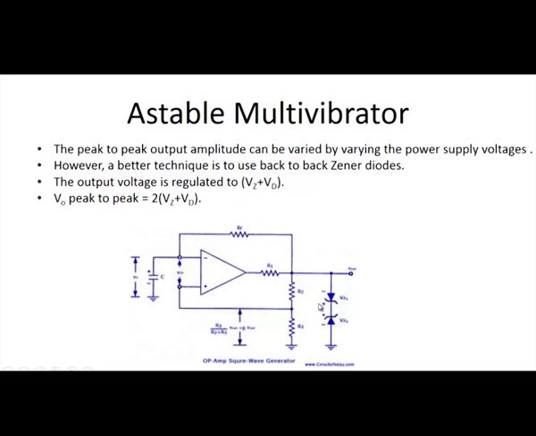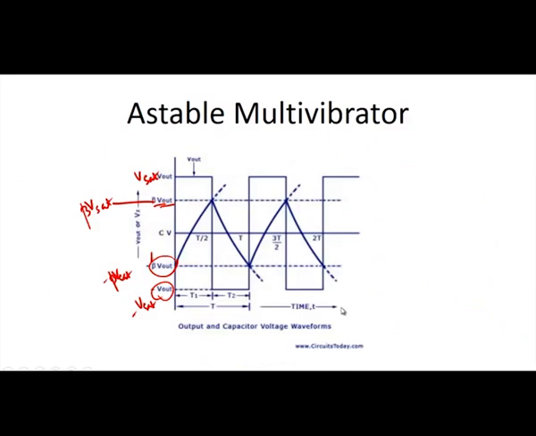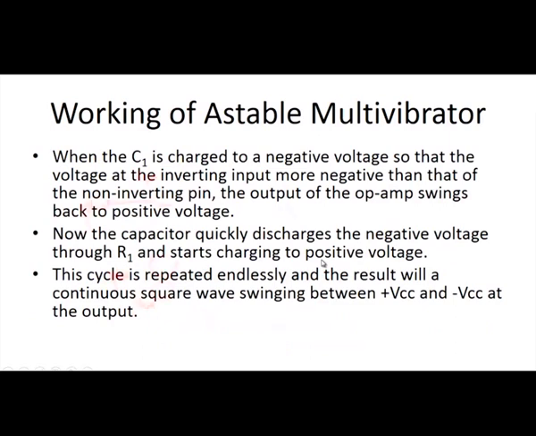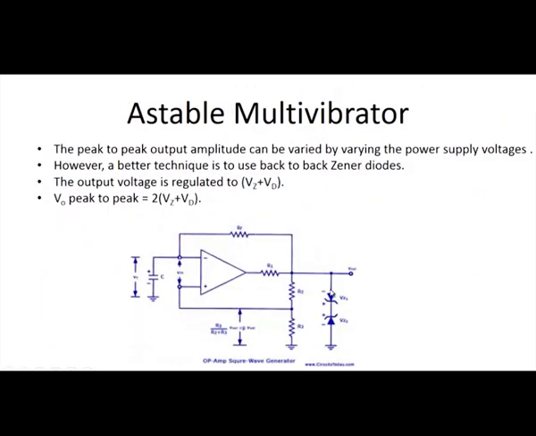This is also an astable multivibrator, but there is a difference in the circuit diagram compared with the previous circuit diagram. This is a basic astable multivibrator, and here I have included 2 Zener diodes back to back.